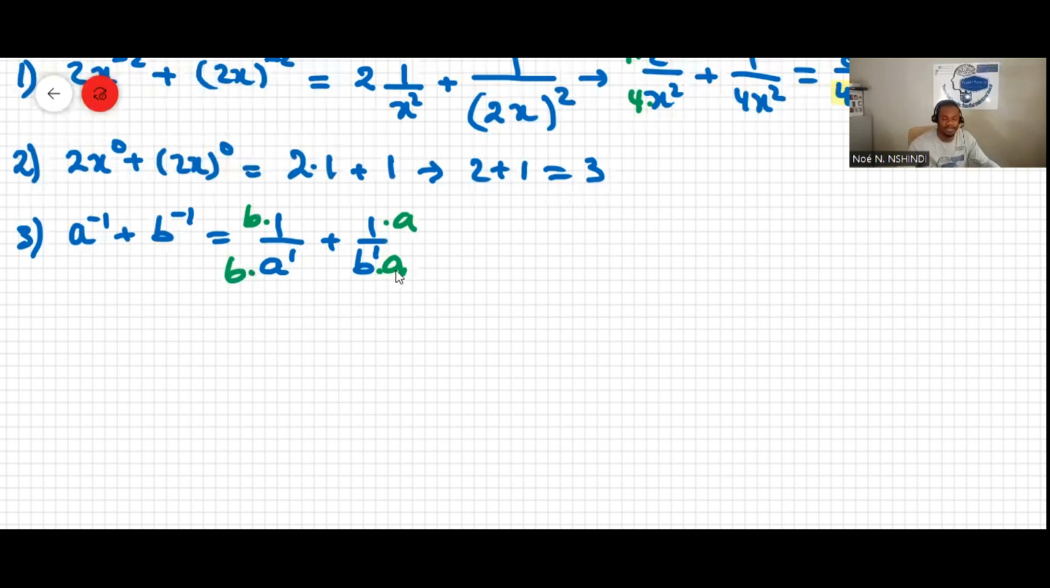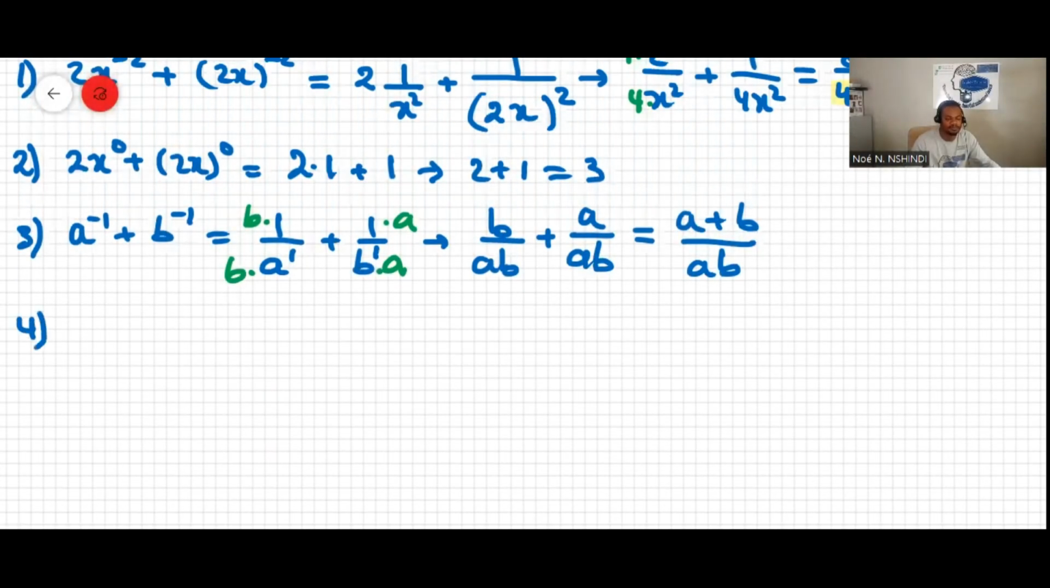So to make it common, I times here by b, and there I times by a. So we have b times a, this is ab, and that's also ab. To make the fraction even, if I times the denominator by b, I must times the numerator by b also. If I times here by a, I must times there by a. So this will be equal to b over ab plus a over ab. Now that the denominators are common, we can add the numerators. We can say a plus b over ab. That's the answer here.